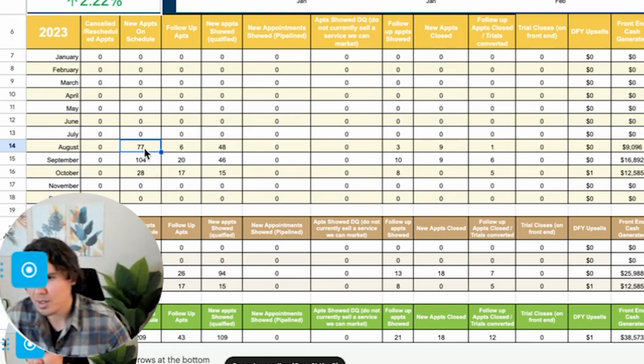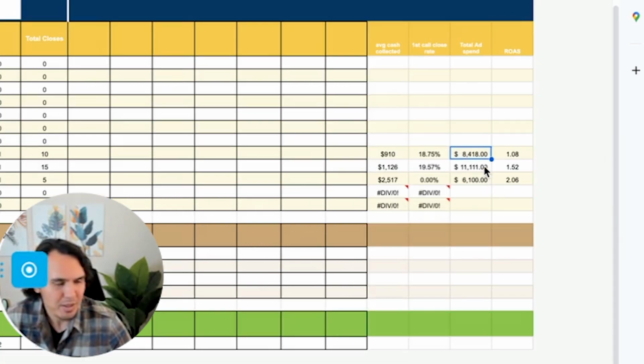But yeah, so in August we had 77 new booked calls. September was 104 booked calls. Yeah, so you can see our total ad spend for the month of August, we spent 8,400. September, we spent 11,000. In October, so far, we've spent about 6,000.